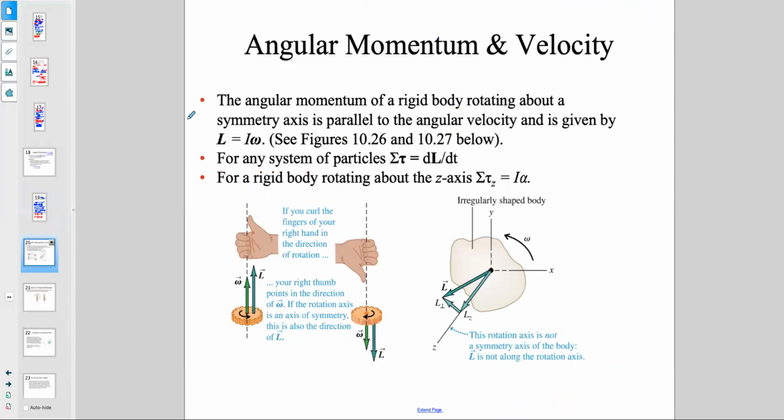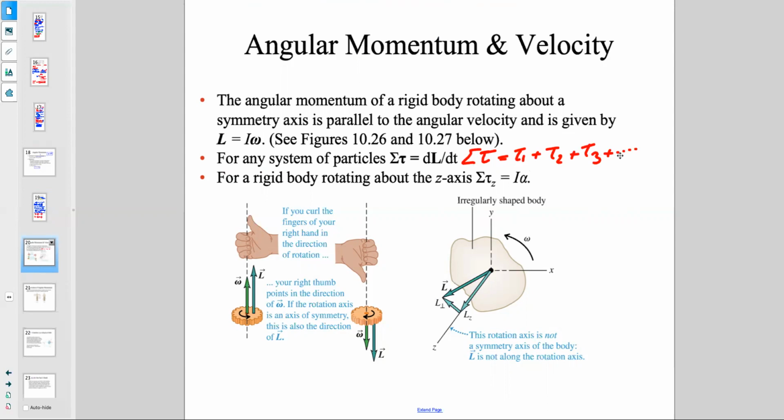Angular momentum and velocity. The angular momentum of a rigid body rotating about the symmetry axis is parallel to the angular velocity and is given by L equals I omega. For any system of particles, the sum of torques, sigma tau, is dL over dt. If you want to find the total torque, you have to add the torques up. For example, the total external torque will be the torque of particle 1 and particle 2, 3, and so on.